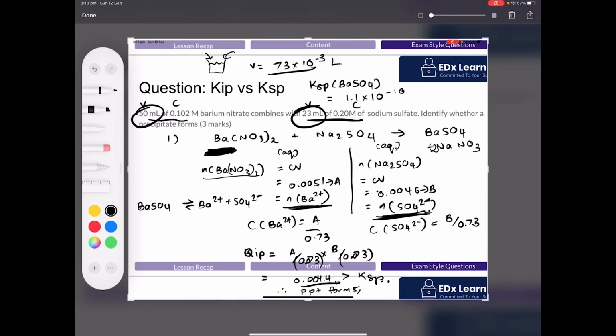Since it's bigger, it'd favor the reverse reaction and that'd form precipitate. Okay, good. Reverse reaction favored. I'm looking for one more thing. Precipitate formed, yeah, we've said that. What else? One more thing. Saturated.